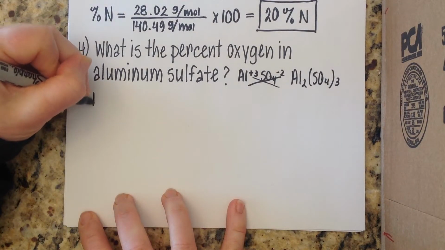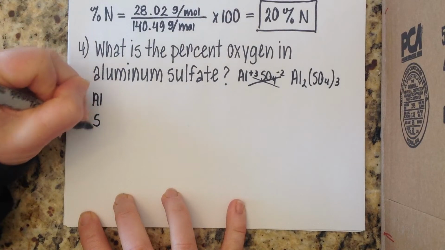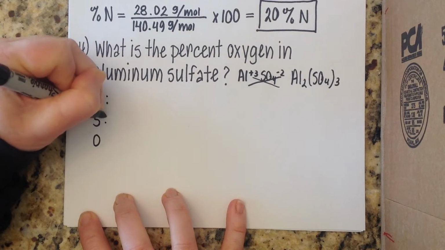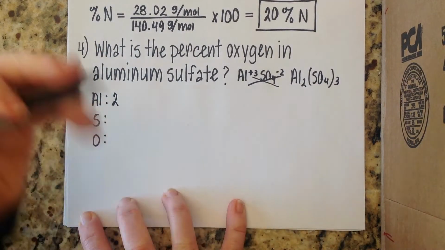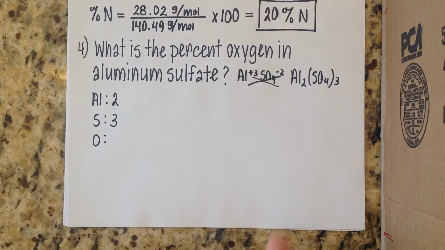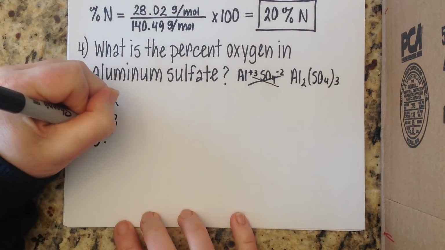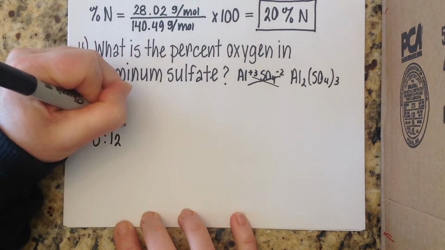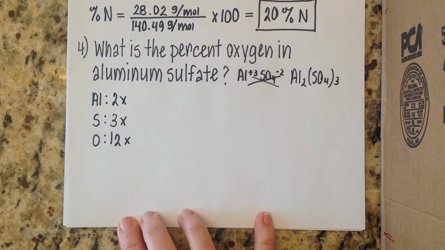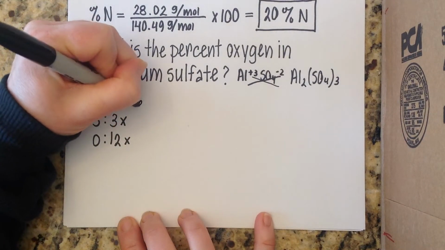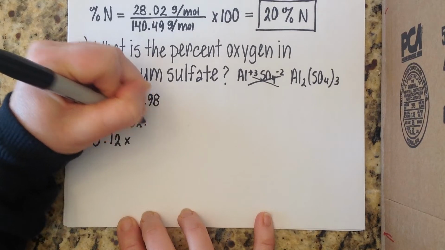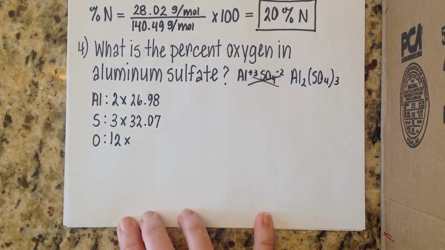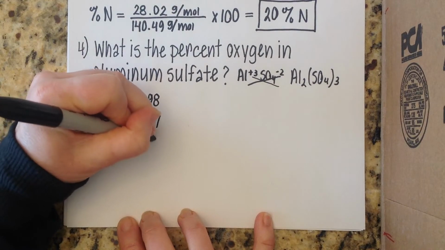So let's take an atom inventory. We have aluminum, sulfur, and oxygen. We have 2 aluminums. We have 3 times an understood 1, 3 sulfurs, and then 3 times 4, 12 oxygens. So we're going to multiply these out. Aluminum has a mass of 26.98. Sulfur has a mass of 32.07. And oxygen has a mass of 16.0.